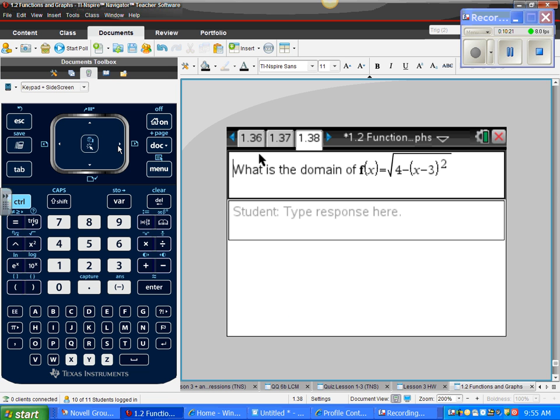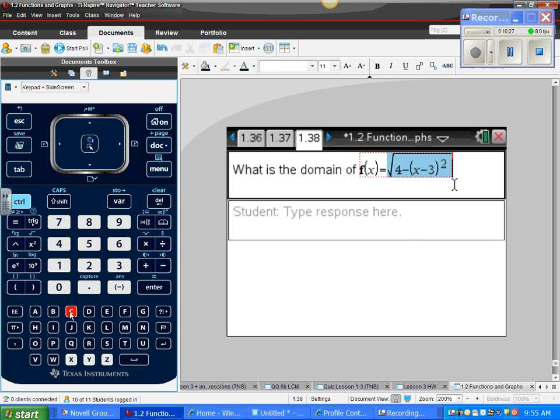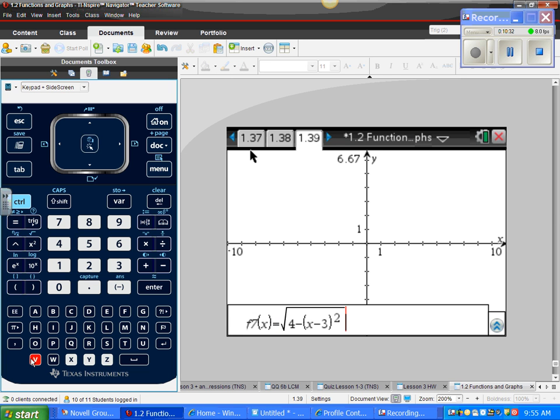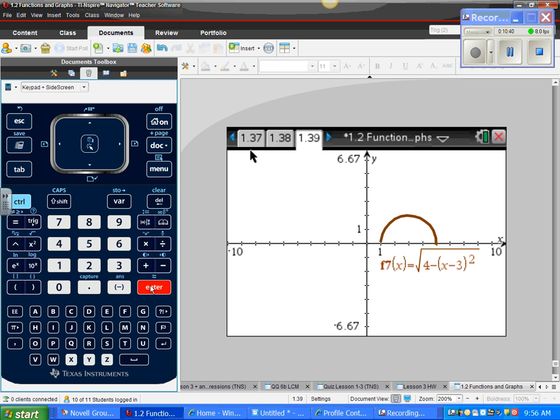All right, here's a bigger, uglier one, right? What is the domain? So we're going to take this. We're going to add in that graphs page. We're going to graph that function, the square root of 4 minus the quantity x minus 3 squared. And here's our graph. Okay? What it is, it's half a circle.